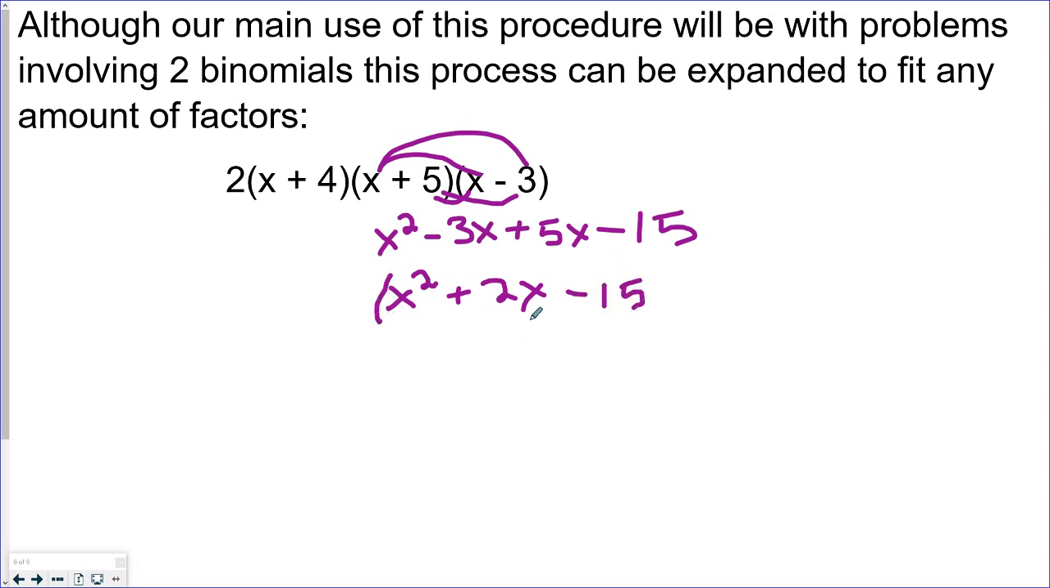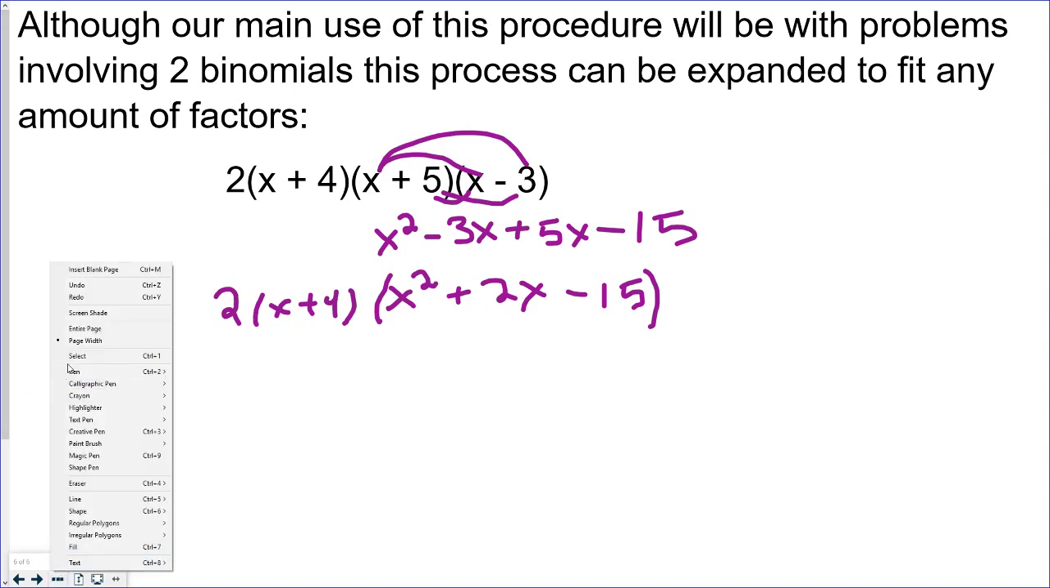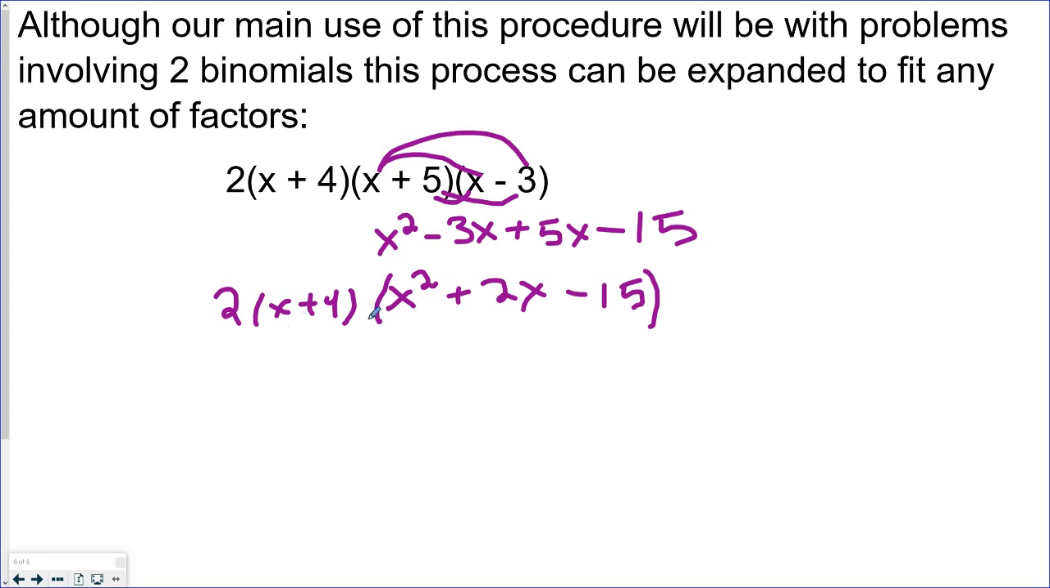Put that in parentheses still, because it is still being multiplied to x plus 4 and 2. Now, what do I do here? Well, I continue the exact same process, except that now I'm going to be working with x plus 4 and this chunk over here, what we call a trinomial. And I'll give you one guess as to why they call it a trinomial. Well, it's because it has 3 terms. Binomial, 2 terms. Trinomial, 3 terms.